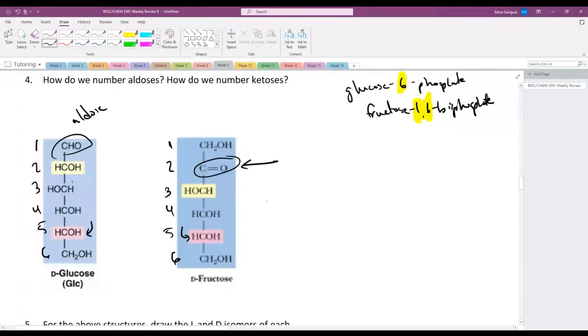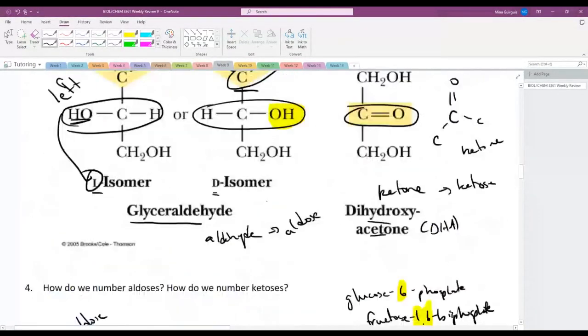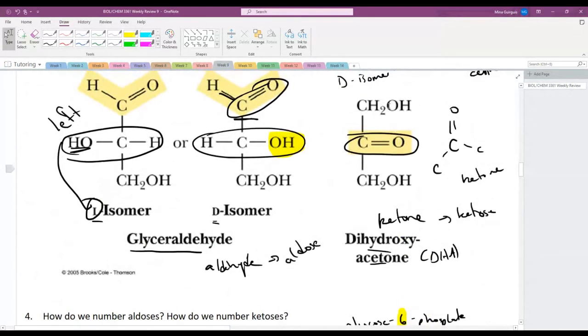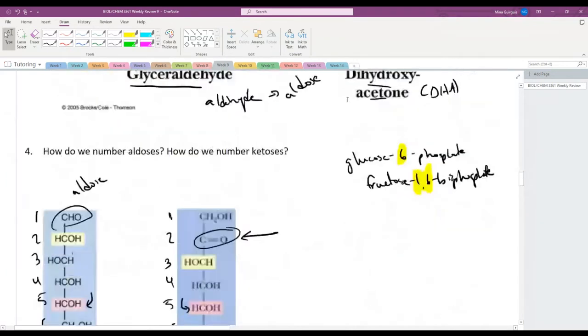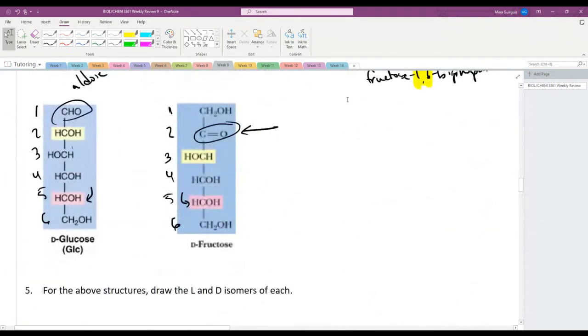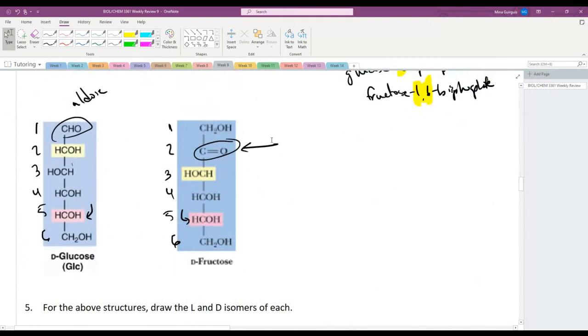If it's right in the middle, like dihydroxyacetone, DHA, you can number it either way. You use the lower number. So if I was going to say we phosphorylate one of the carbons, I would say it's dihydroxyacetone 1-phosphate. You really don't need the number, but I would say 1-phosphate if I had to give it a number, because that gives the lowest number to every functional group. Okay. All right. So for the above structures, draw the L and D isomers of each.